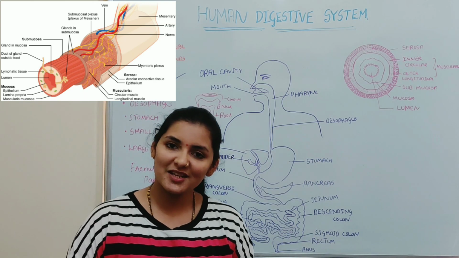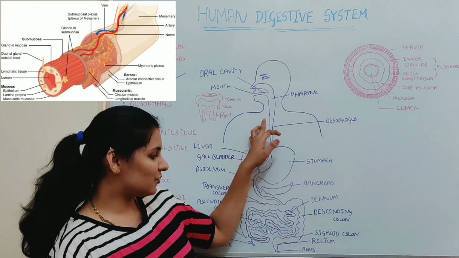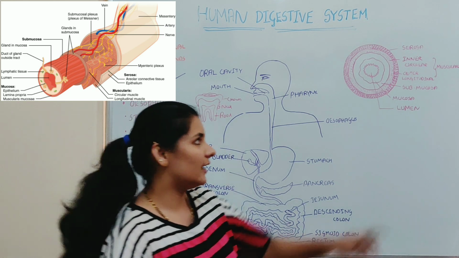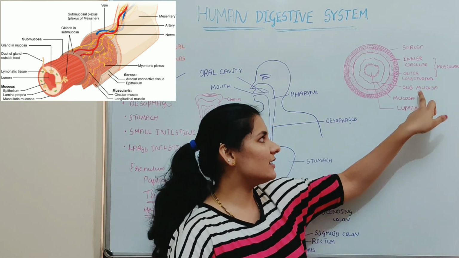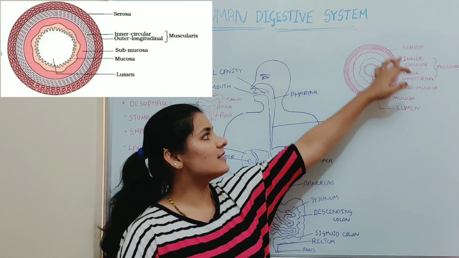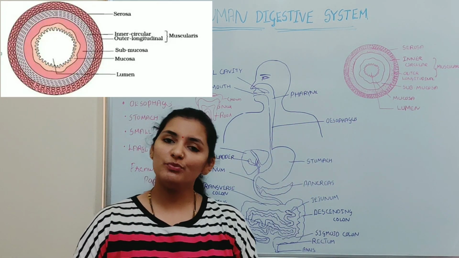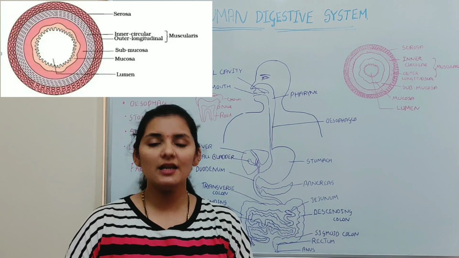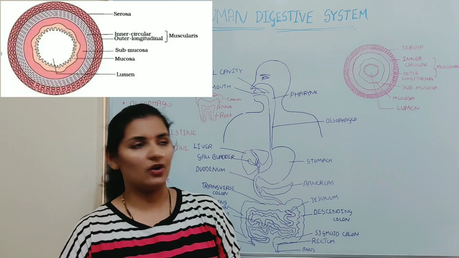If you take a transverse section of the alimentary canal from esophagus to rectum, it is made up of mainly four layers, that is serosa, muscularis, submucosa and mucosa layer. Serosa is the outermost layer, which is made up of mesothelium with some connective tissue. Mesothelium is nothing but the epithelium of the visceral organ.